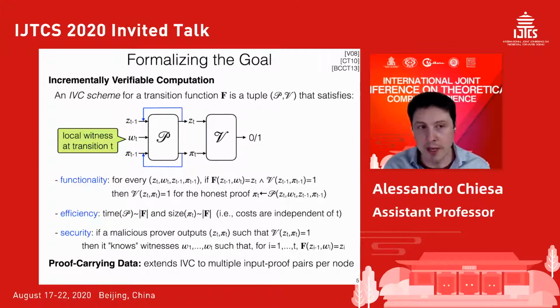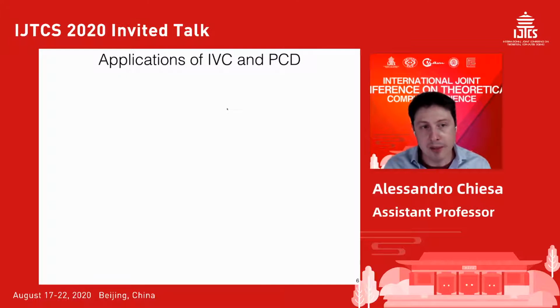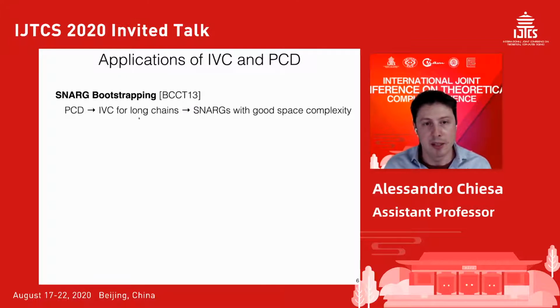Now, why do we care so much about incrementally verifiable computation? Well, there are many applications. First, you can think of incrementally verifiable computation as a stepping stone to constructing SNARKs with excellent space complexity. There are certain regimes of SNARKs that we only know how to construct by starting with an inefficient SNARK, constructing IVC, and then obtaining a better SNARK.